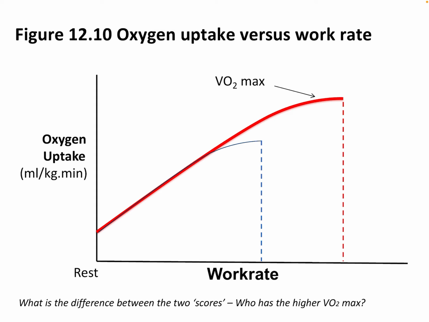Seeing figure 12.10 again, what's the difference between our two scores, our red line and our blue line? Who has the higher VO2 max? Well, I'm hoping you recognize that the red line has the higher VO2 max because they level off or reach their VO2 max at a higher work rate compared to our blue dotted line.